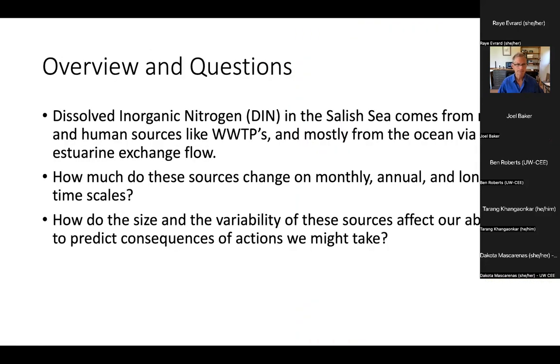Okay, next slide, please. So, general DIN or dissolved inorganic nitrogen comes from rivers, human sources, and mostly from the ocean through the estuarine exchange flow. And we'd like to know about the variability of these things on various timescales, long ones, short ones, especially climate change. And then we also want to be able to consider how these might affect our ability to make decisions about or to understand the consequences of our decisions, the uncertainty question that was mentioned in the previous talk.